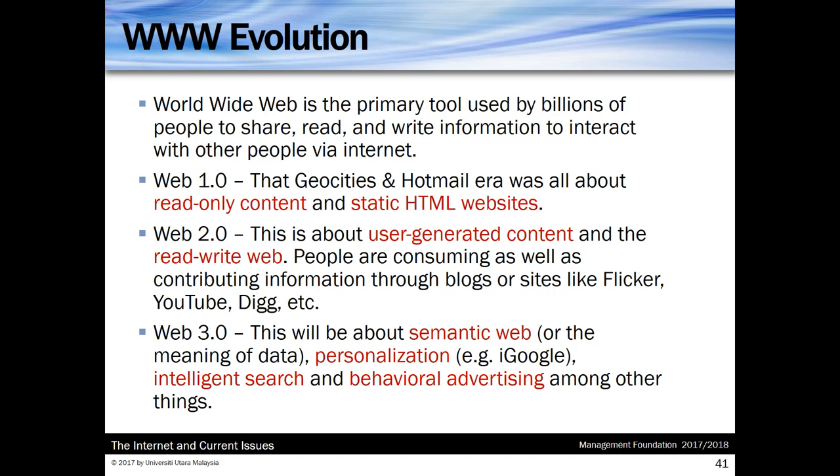In other words, the early web allowed us to search for information and read it. There was very little in the way of user interaction or content generation. For example, Web 1.0 includes static websites and personal sites such as GeoCities and Hotmail.